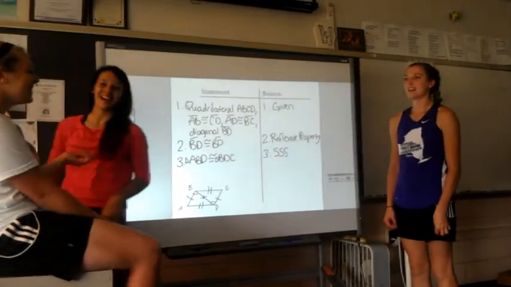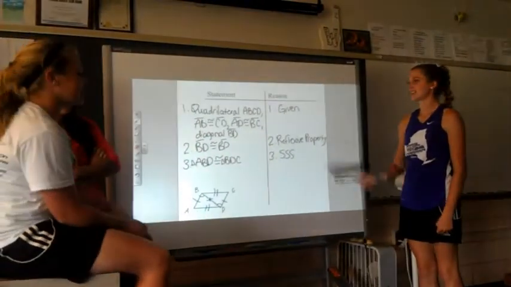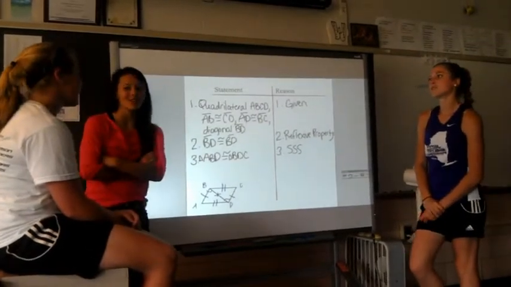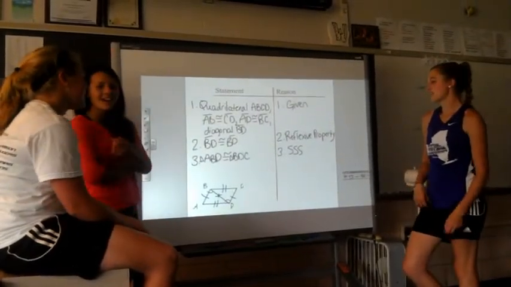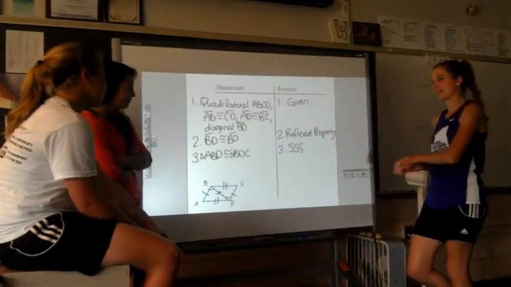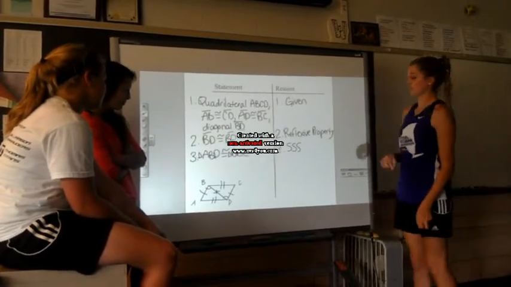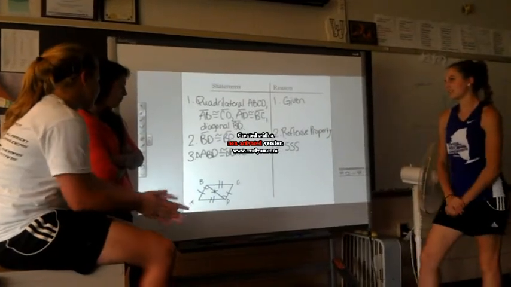Corresponding parts. I remember something about that. Corresponding parts of congruent triangles are congruent. It means if they're in the same spot on each triangle and the triangles are already congruent, those angles too must be congruent. Would you like to write it in for us, Kelsey?